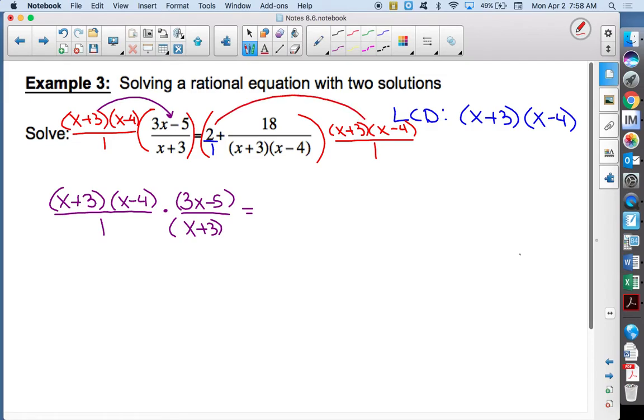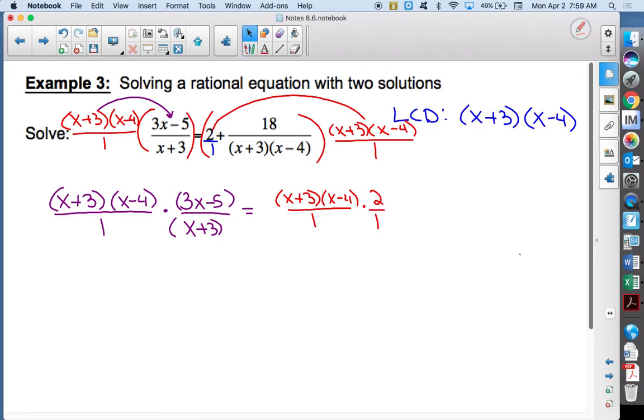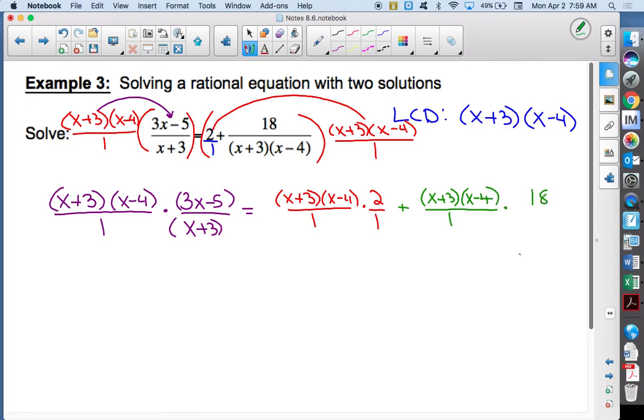That's equal to the least common denominator times the 2, so x plus 3, x minus 4, that's my least common denominator, times 2, which was part of the problem already. And then again, my least common denominator, x plus 3, x minus 4, times the piece that was already there, which was 18 over x plus 3, x minus 4. So in each one of these, again, I have the least common denominator times the piece of the fraction that was already in the problem.